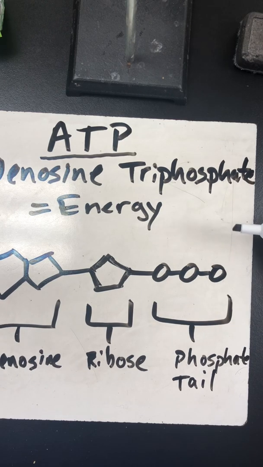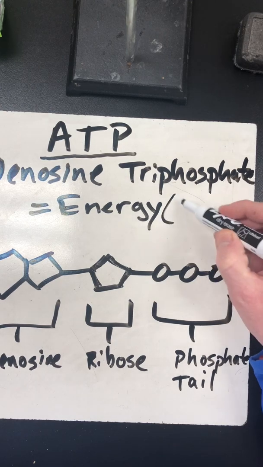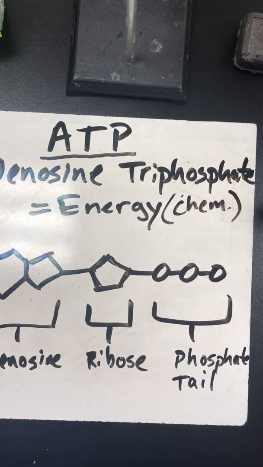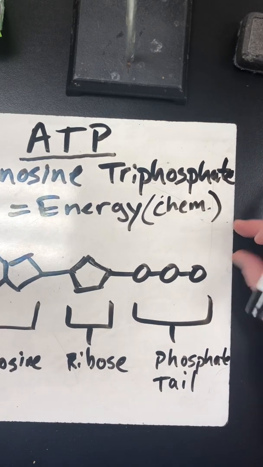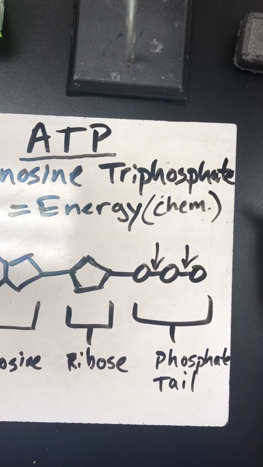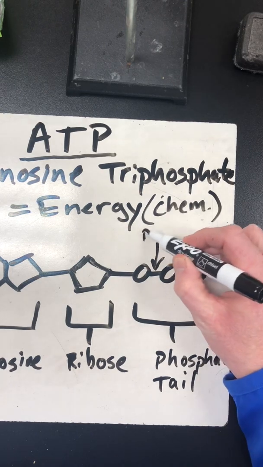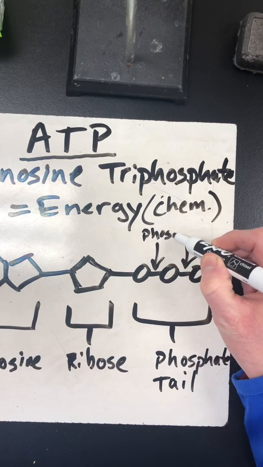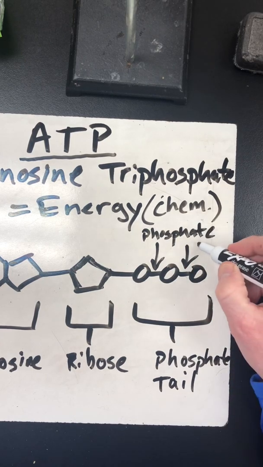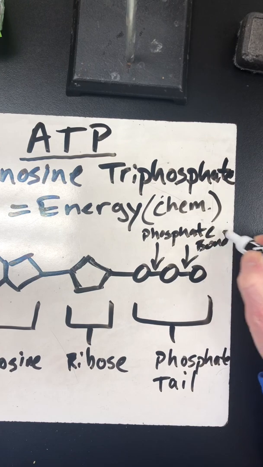Well, ATP has a type of energy called chemical energy, right? So if it has chemical energy, it's got to be in the bonds of molecules. So right here, boom, boom, these are called phosphate bonds. And those phosphate bonds are where the energy is stored in this molecule, okay?